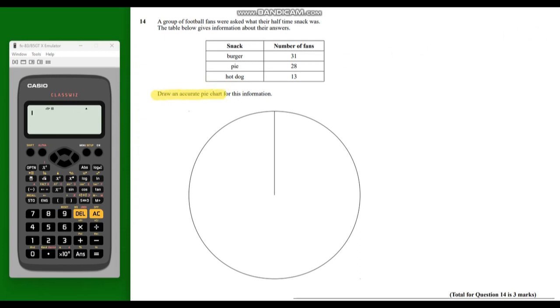Now, I don't have the printout, so I'm going to struggle a bit. I will try and do it as accurately as possible, and I'm going to put my protractor on the screen to help me. So you obviously will need a protractor for this particular question.